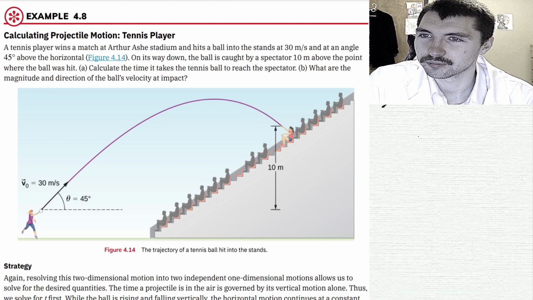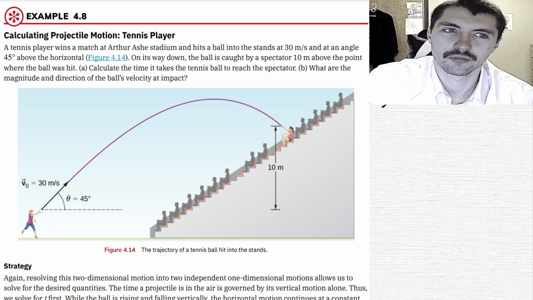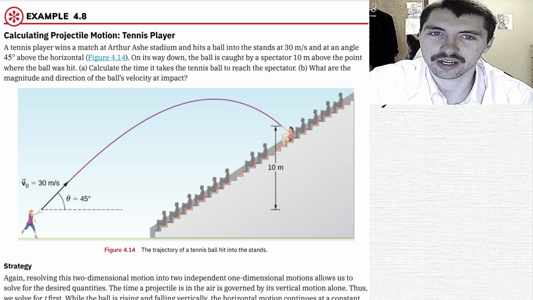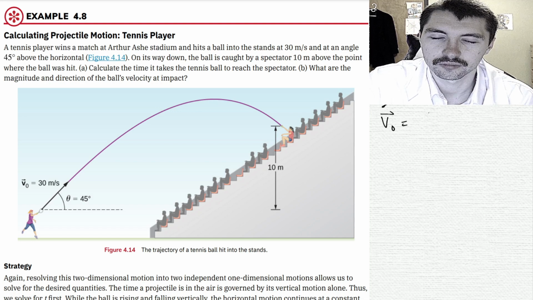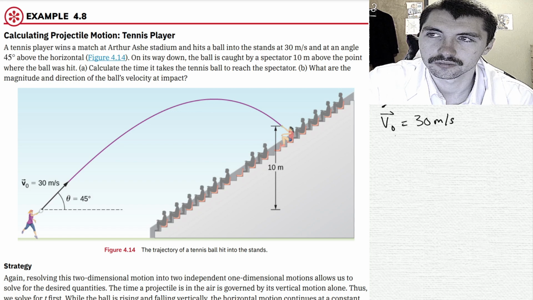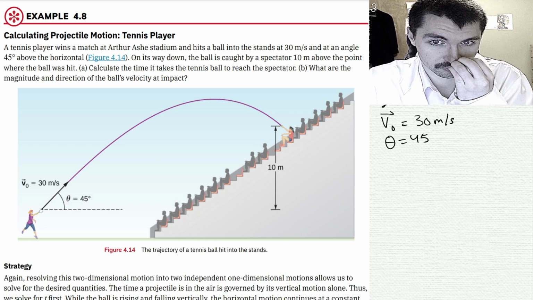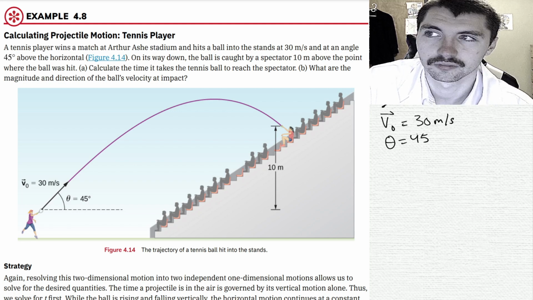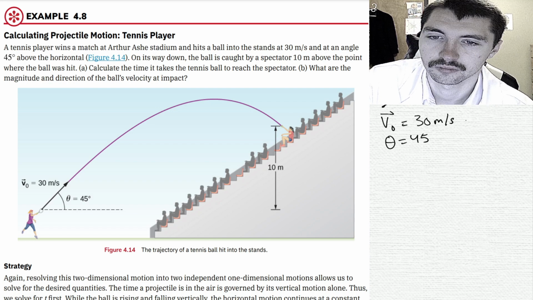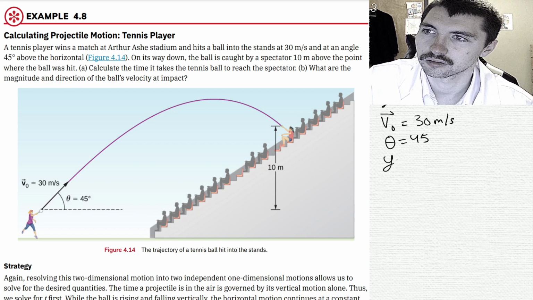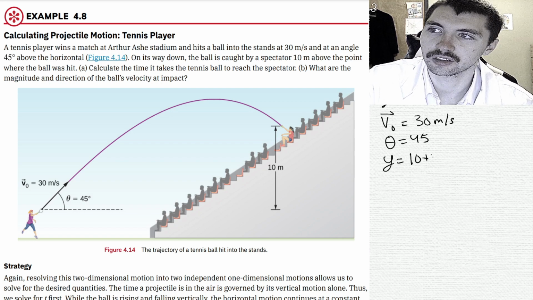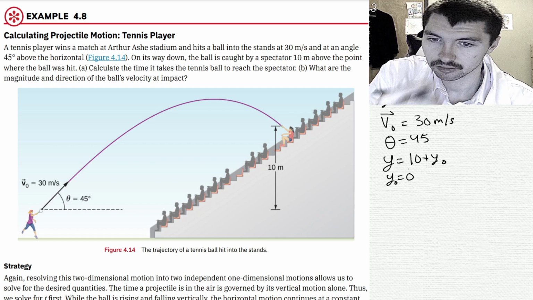All right. A tennis player wins a match at Arthur Ashe Stadium, hits a ball into the stands at 30 meters per second. Okay, so y is 10 plus y naught. Y naught is 0. Okay.